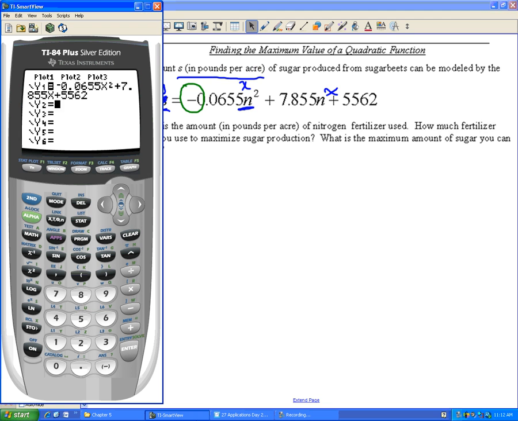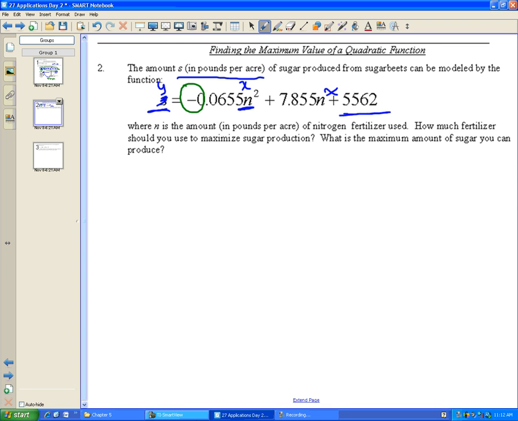Well, I have to have a graph that will match this. I have a y-intercept of 5,562. So I know I need to go above 5,562 on my y's. My x's, I need to kind of figure that out as I'm going. So let's look at this.